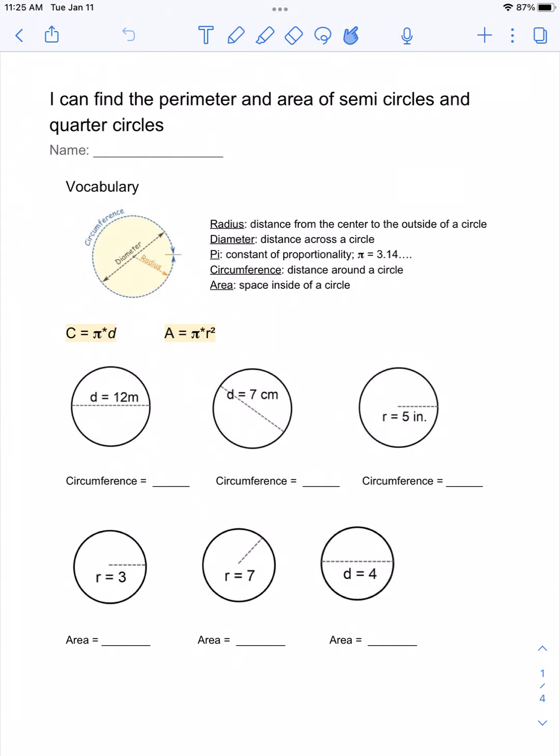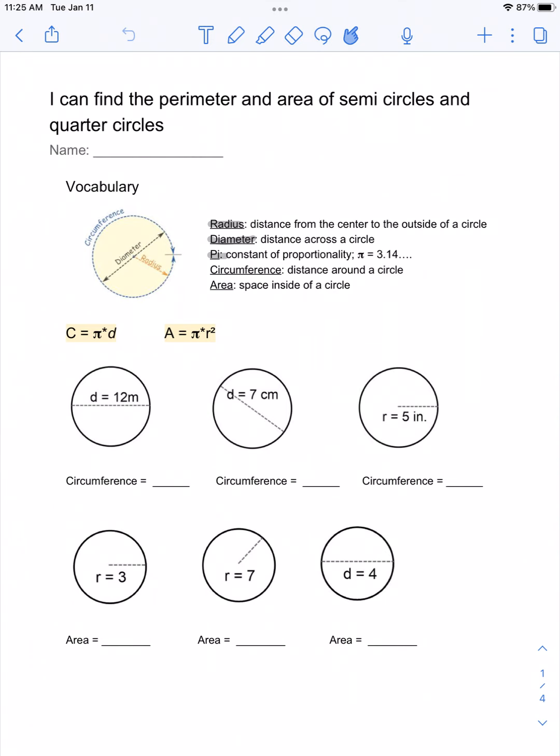First, the radius is the distance from the center of a circle to the outside of a circle. This is also half the distance across the circle. The diameter is the full distance across the circle. Remember, it has to pass through the center.